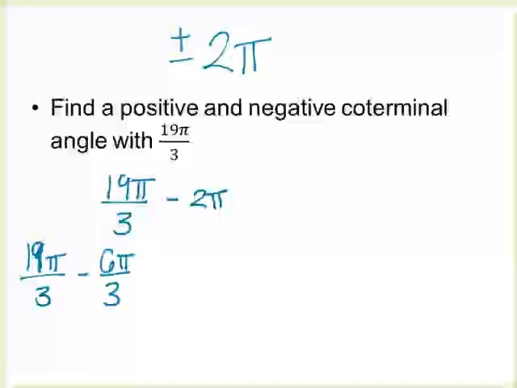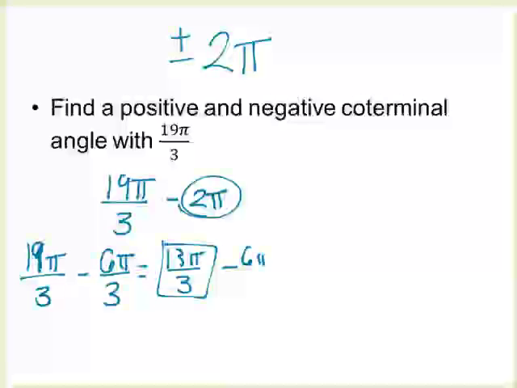6 pi over 3. We need to take that 2 pi and make it into a common denominator. So denominator of 3 would make it 6 pi over 3. That's still equal to 2 pi. So you do 3 times 2. So now I have 13 pi over 3. That's still positive, and just like before, keep subtracting. So subtract again.